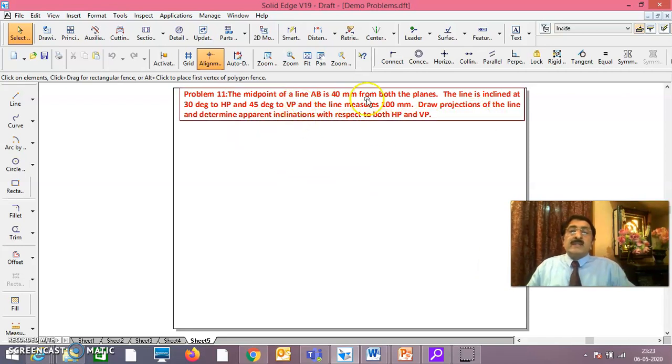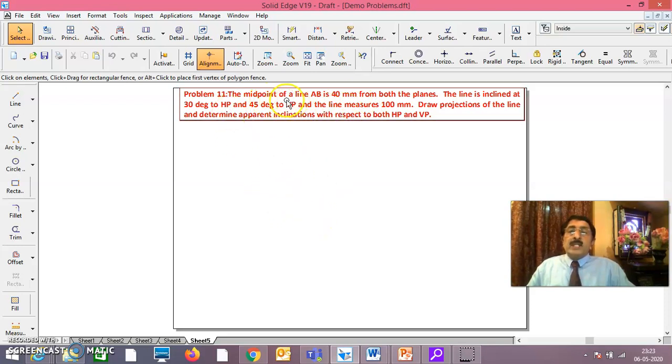This anyway we'll do, and as I told you, in projection of lines under different sections on midpoint, this is problem 11 there. Under problem 11, please go through how I have done this problem and how to understand the concepts. Here it is how to do it using Solid Edge. I am giving you the demo.